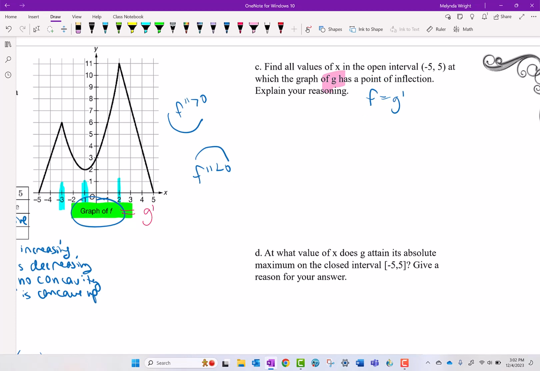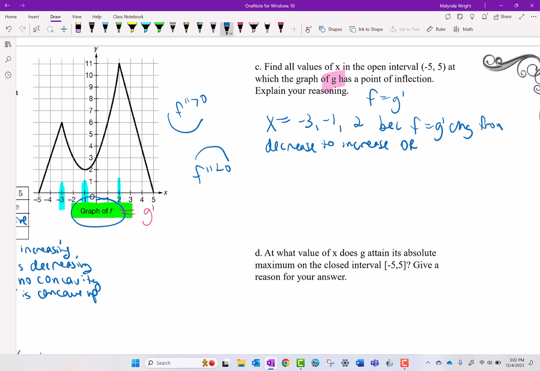Okay, so we'll say at x equals -3, -1, and 2, because F equals G prime changes from decrease to increase or increase to decrease at those locations. Okay, great. Oh, we're doing good.